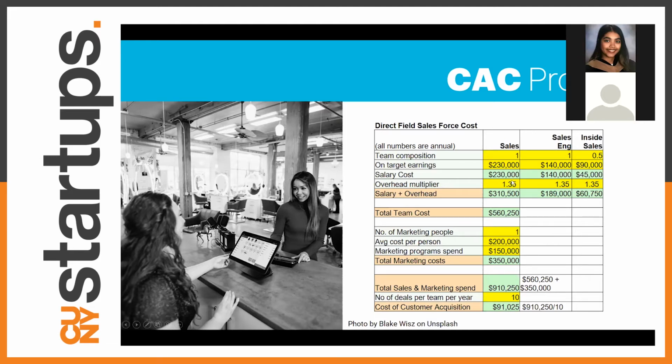So you multiply each of these by 1.35, and you end up with $310,000 for the salesperson, $189,000 for the sales engineer, and roughly $61,000 for the inside sales. The total amount that the salespeople cost your company is $560,000 per year.